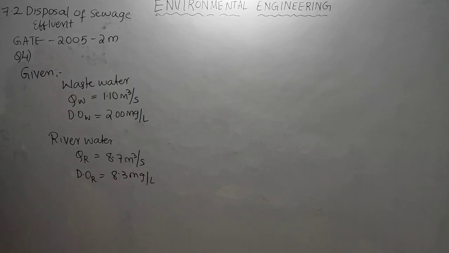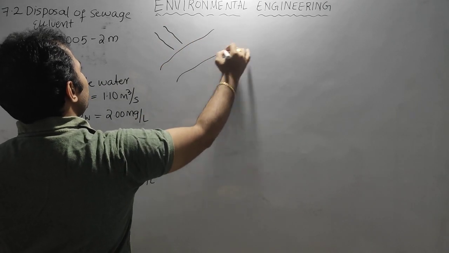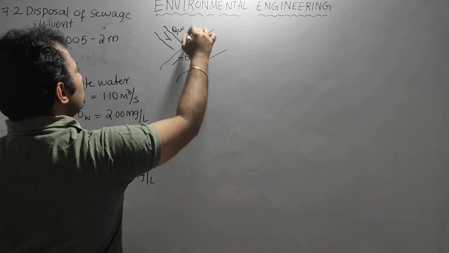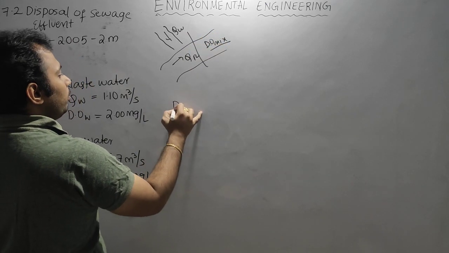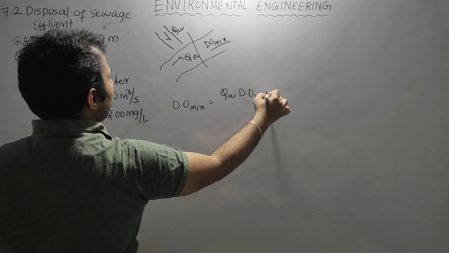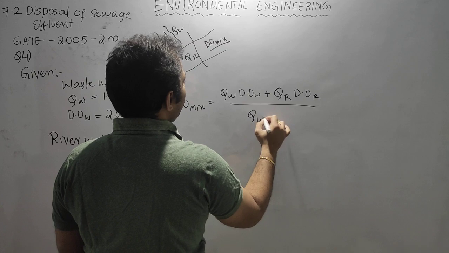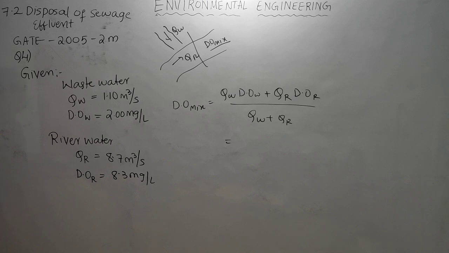So they both mixed. That means the wastewater stream has mixed with the river water. So at this downstream point, what is the DO mix? It is asking for the DO mixture. The DO mixture is nothing but QW DOW plus QR DOR by QW plus QR. It is a very simple question actually. They are asking for the DO mixture of the wastewater, so simply doing this, we will get the answer.